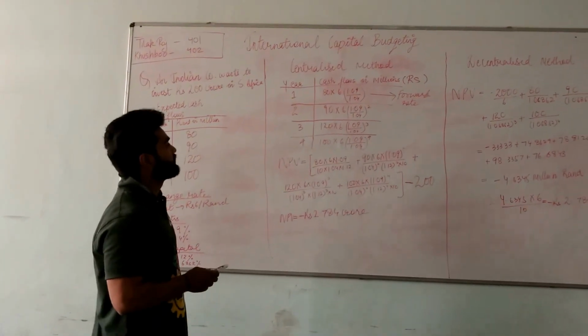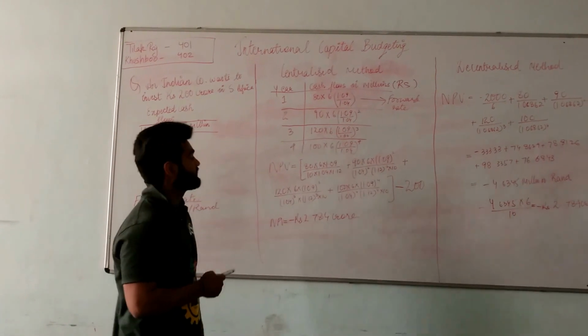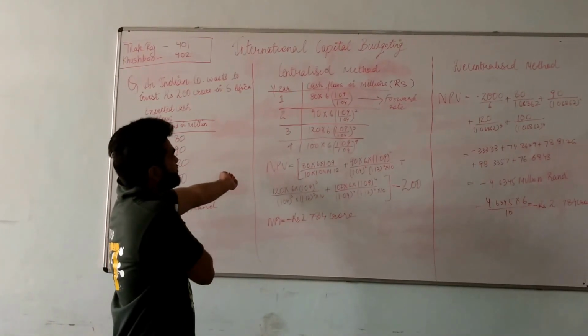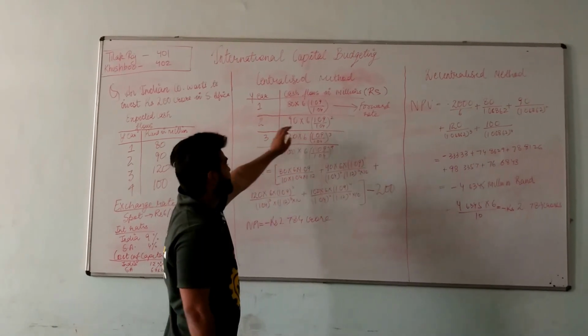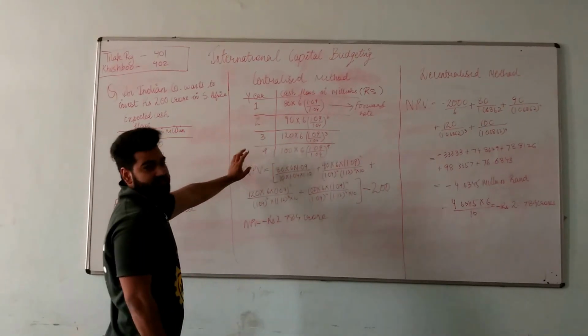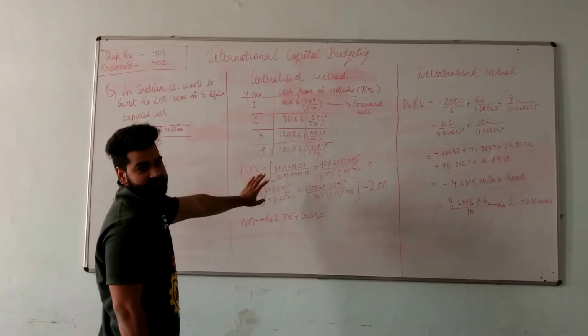Now there are two ways to solve this problem. The first is the centralized method. So in this method we will first convert all the cash flows into rupees, and then we will add all the cash inflows and outflows and calculate the net present value.